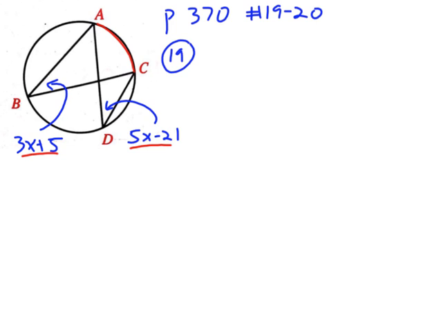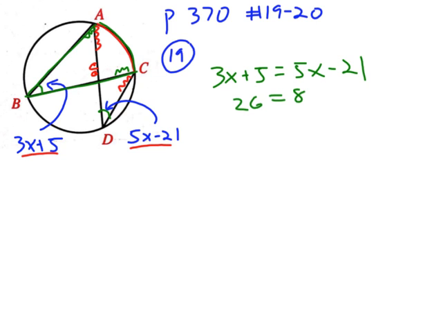All right, if we drew our teeth on these guys, right, chomp, it wants to eat AC. And if we drew some teeth on BC or CBA here, it wants to eat the same thing as well. So they both intercept the same arc, which means they must be congruent to each other. So since they're congruent, we can set them equal. 3x plus 5 equals 5x minus 21. We do our algebra magic, and we end up with 26 equals 8x.